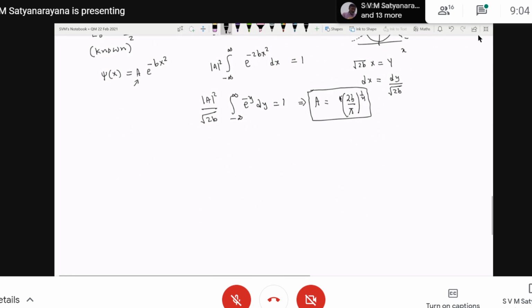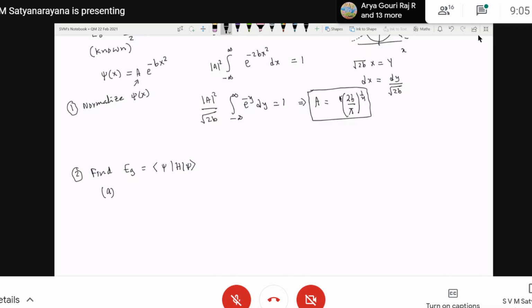So now what I have to do: first step is normalization. Normalize psi of x. That is our first step. Now second step is find E, which is equal to the expectation value of psi H psi. Okay, so this we can do in 2 steps.